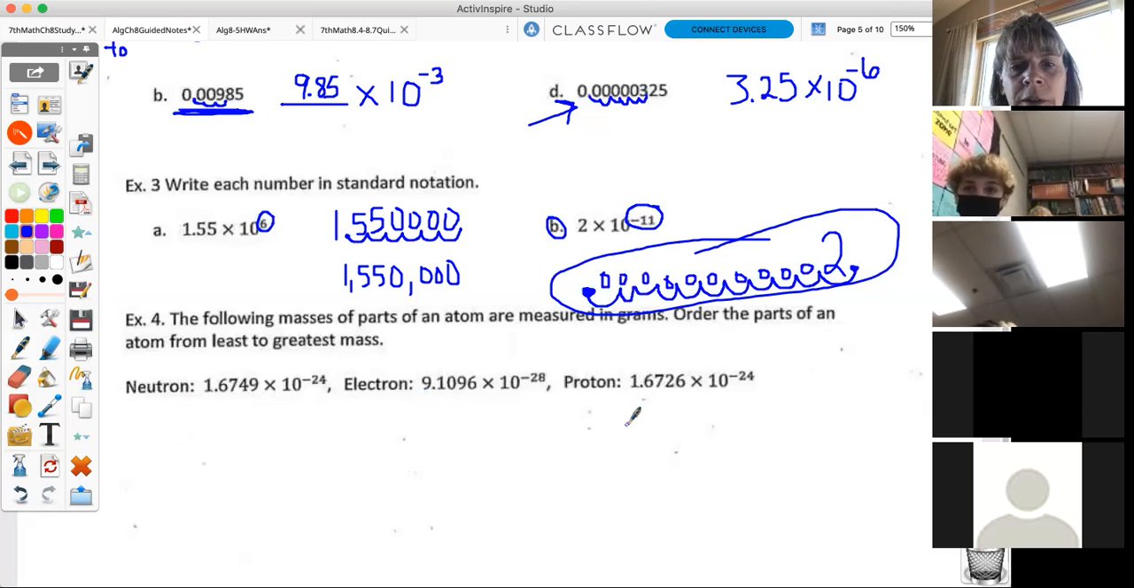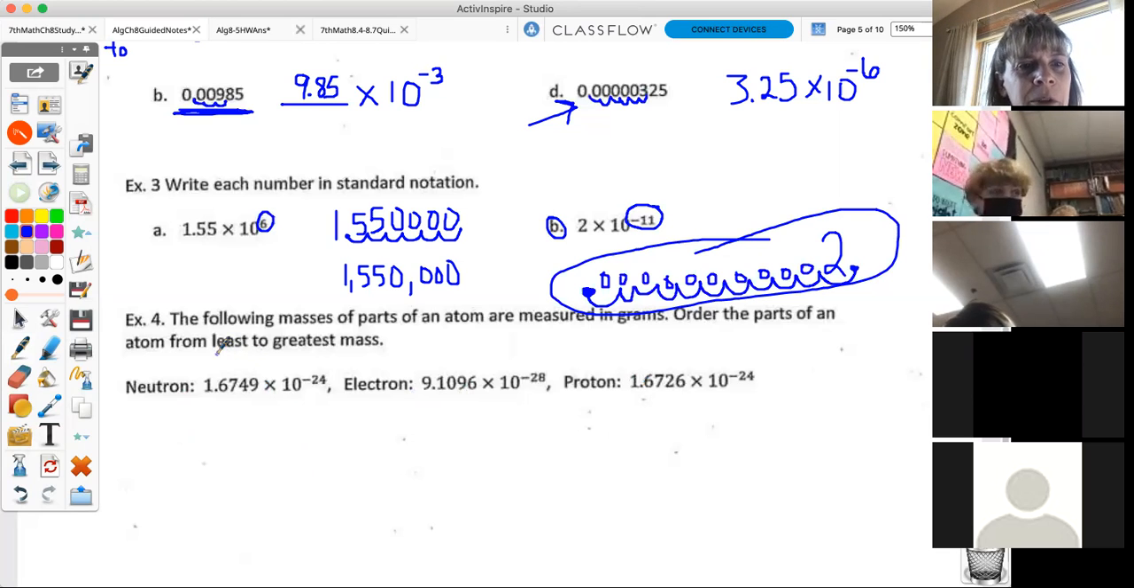We want to put these three. Notice these are the parts of an atom, right? Neutron, electron, and proton.